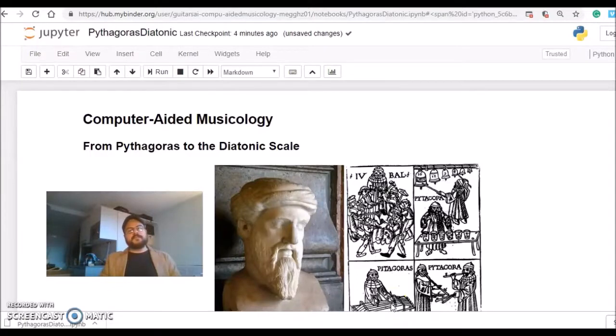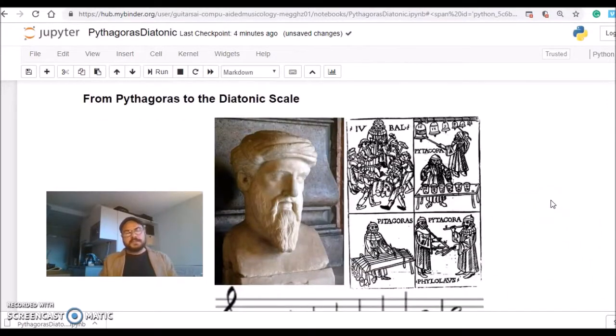Hi guys, I'm Farah from Guitars AI and I welcome you to this Python tutorial where you are going to follow the steps of Pythagoras and his observations and studies about the different ratios of string lengths of the Greek lyra and how we went from there to the diatonic scale and the chromatic scale that's used nowadays in Western music. So there are many legends surrounding Pythagoras and his music and mathematics studies.